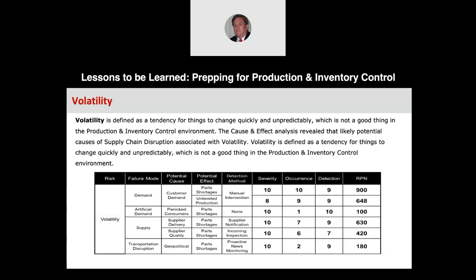Transportation disruption could be geopolitical, it could be part shortages, and it could be because of protests or whatever, where they shut down a port or a highway. Definitely, in my experience, this is something that happens. Okay, severity is 10. Occurrence depends on what country you're in. Some countries, it occurs a lot more.